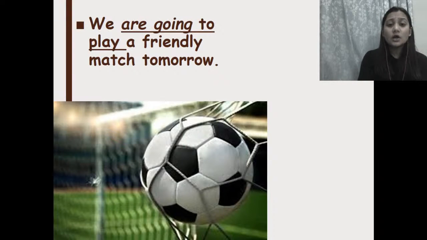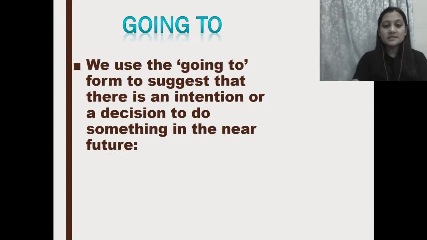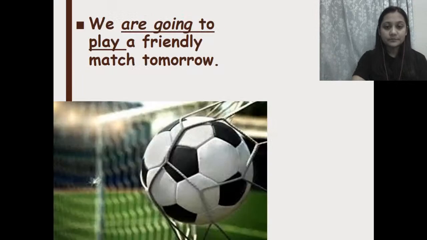Now, we are going to play a friendly match tomorrow, right? So herein it's a planned action, right? Or आप certain है, आप sure है that it is going to take place, right? But the only thing we need to keep in mind is that there is an intention or decision to do something. एक कोई intention है या कोई decision है कि आप ये चीज करोगे in the near future, right?